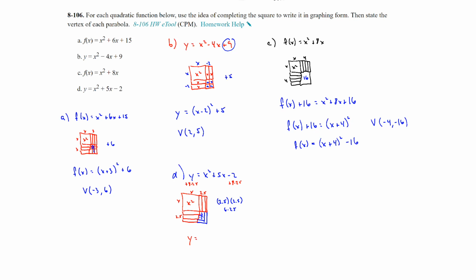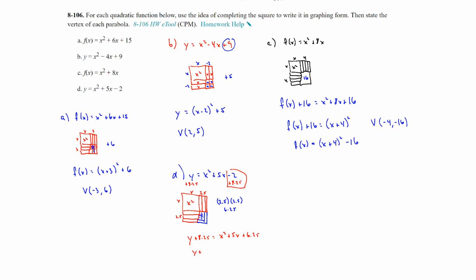So I would have y, and since I'm adding 8.25 to one side, I have to add it to the other side. So I'd have y plus 8.25 is equal to x squared plus 5x, and now I have -2 plus 8.25 is plus 6.25, which is what I need to be able to complete the square.